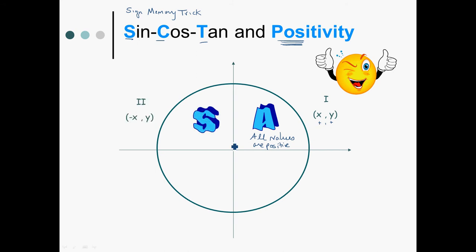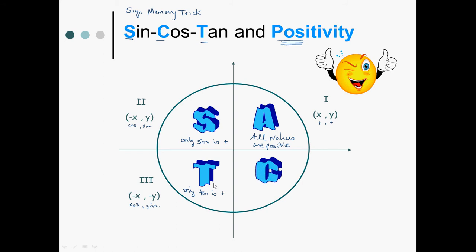However, in the second quadrant, remember x, which is cosine, is negative, sine is positive, and what about tangent? Tangent is a ratio of a positive to a negative, so tangent is negative. So in the second quadrant, only sine is positive. In the third quadrant, both cosine and sine are negative, but what's the ratio of two negatives? That's right. Only tangent is positive in the third quadrant.